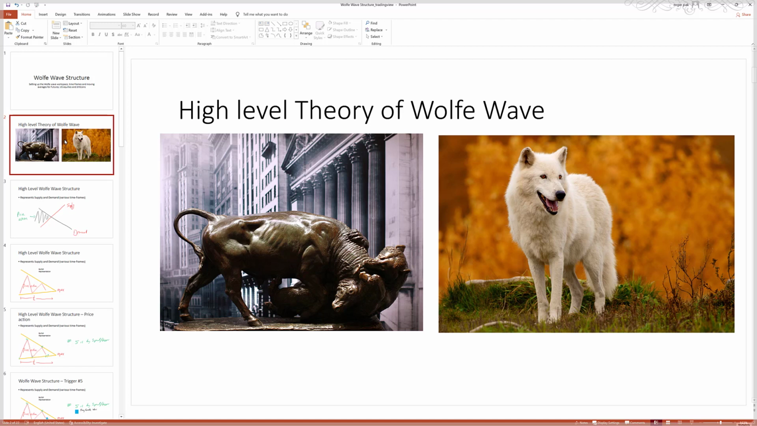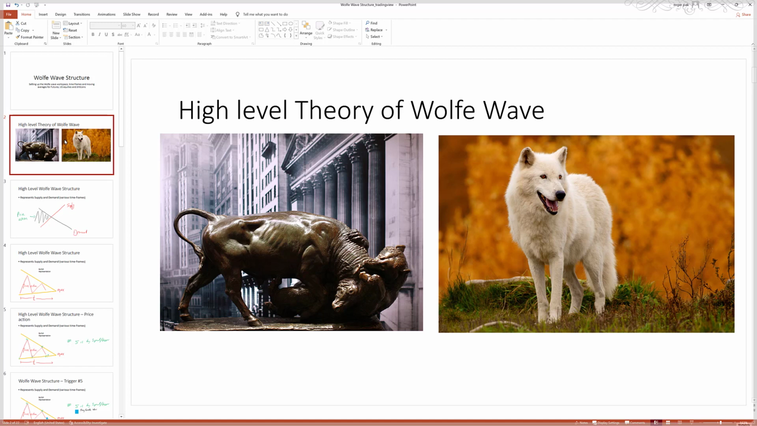Now, if we're kind of just watching the battle like this wolf, then Wolfe waves help us identify oversold conditions or opportunistic trade setups where there's a high likelihood of getting a move higher or lower depending on the structure that is being presently shown at that time.